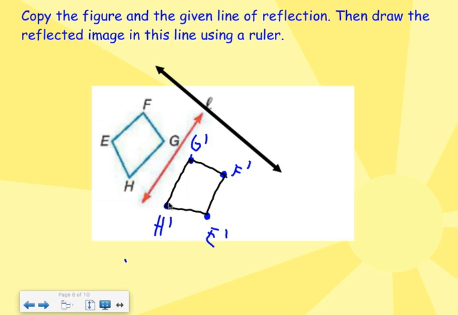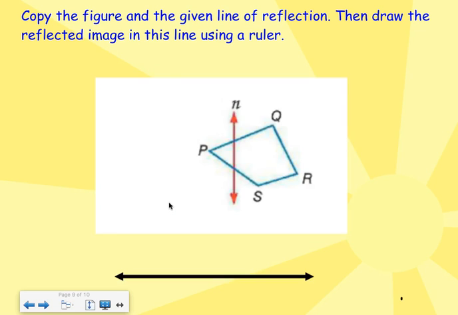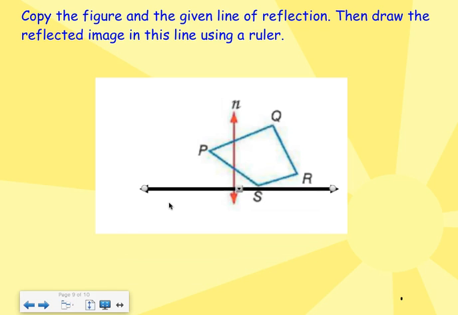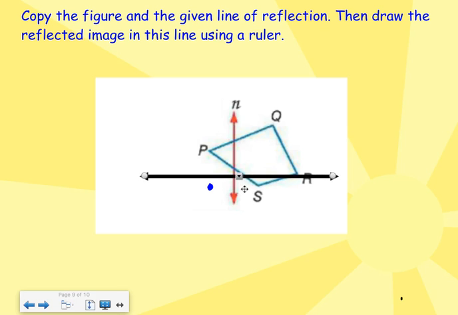And then I just want to do one more, when the line goes through your shape, because it's kind of weird. Then you make it perpendicular. Do the same process. And then don't you just make it like this? Yep, go the other way.